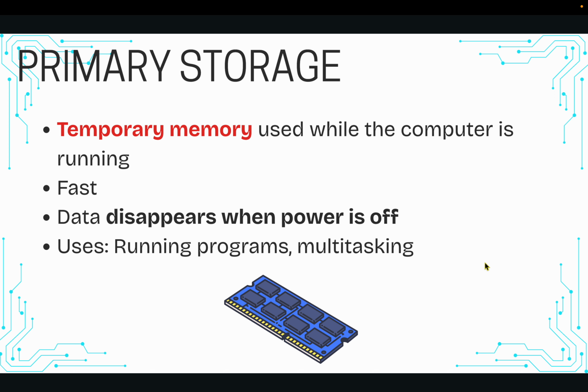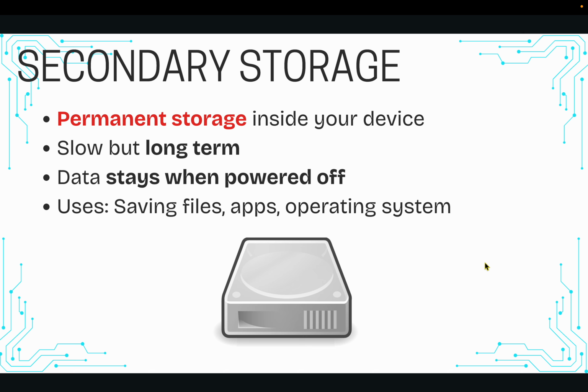Now, your secondary storage is permanent. That's what you're storing your stuff in: your C drive, your desktop, your downloads. That would be permanent storage that's inside of your device. It is slow, so when you go to access those files, it takes a while for it to boot up and load whatever it is, but it stays for a long time. So this is the data that stays when you power off your system. Saving all your files, apps, even your operating system is stored in secondary.